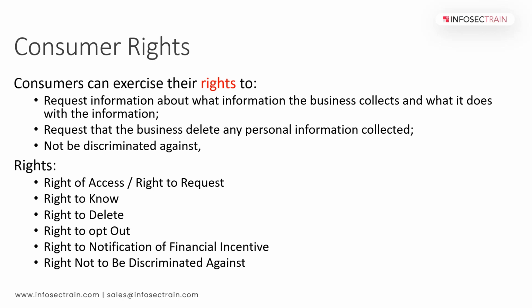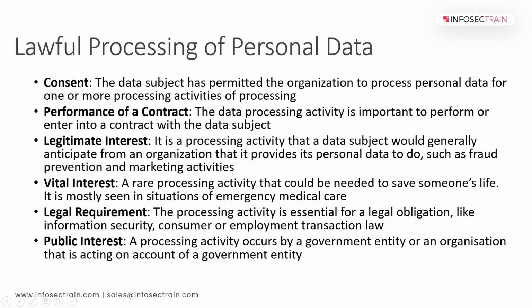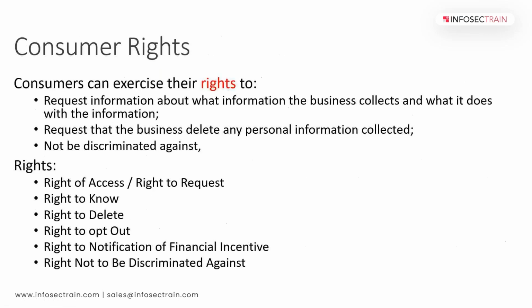One thing we need to do is, we said that the processing should be done only on the basis of consent. Now, when you say consent, what type of permissions can I give? So these are the permissions that you can give. I can say that I have a right to access. I can access my data, and I can access to request something. I can right to know. I can delete it if I don't want. I can opt out from that, or right to notification of financial incentive, which is something like an alert, or not to be discriminated against.